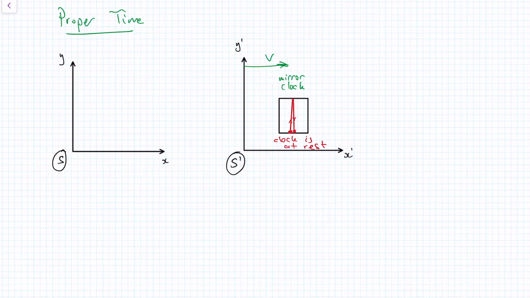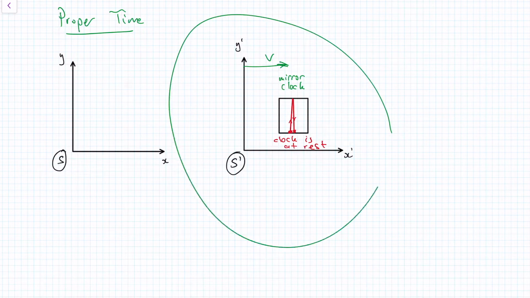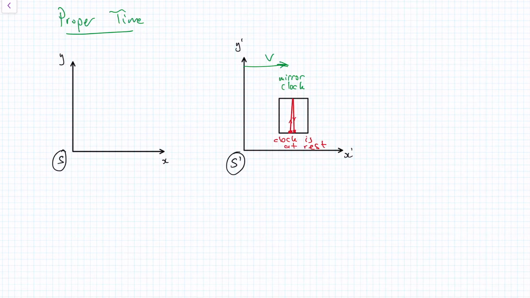Right now, a few things to be said here. First of all, the frame S dashed is a special frame. So this frame of reference here is special. What makes it special? Well, it is the only inertial reference frame in which the clock is at rest. Clock is at rest. That's what makes S dashed special.